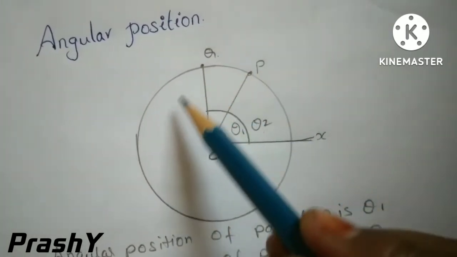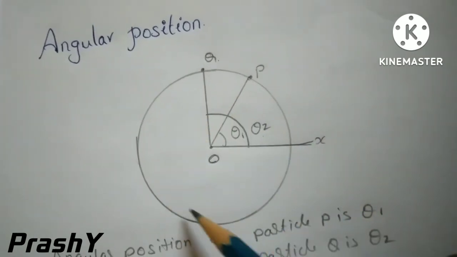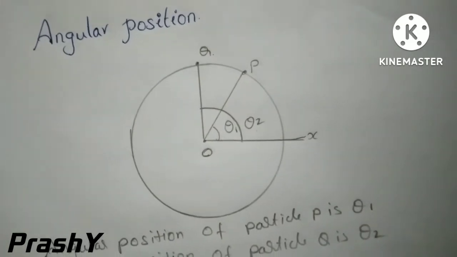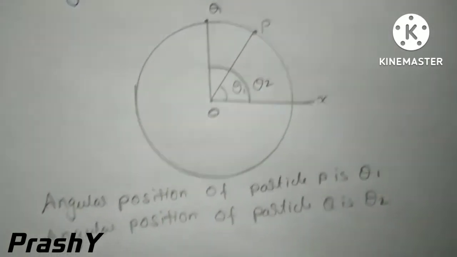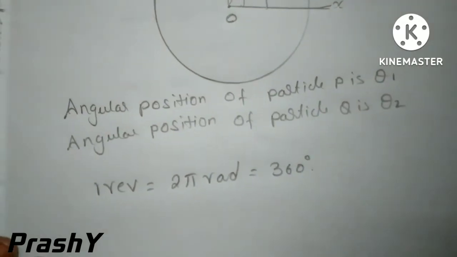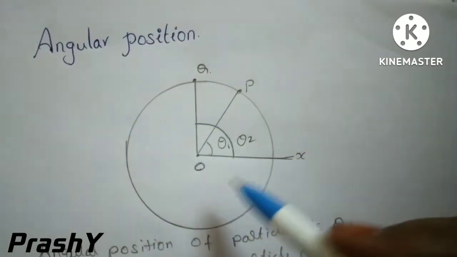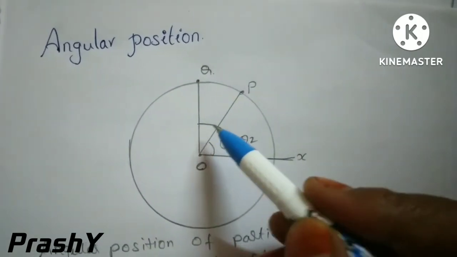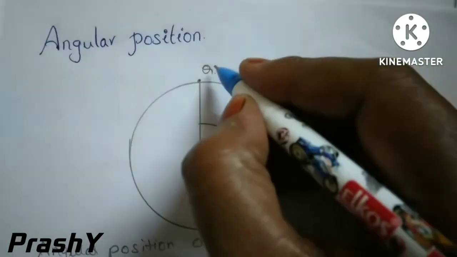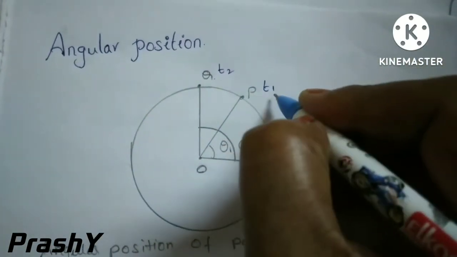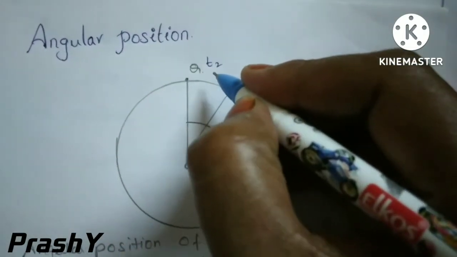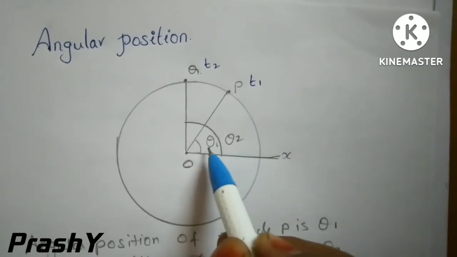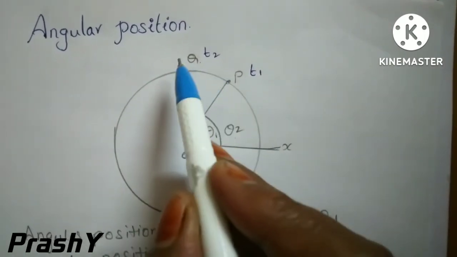During one complete revolution, the particle makes an angular displacement of 2 pi radians. So one revolution is equal to 2 pi radians, that is equal to 360 degrees. What will be the angular velocity of this particle? If the angular position of the particle is changing from theta 1 to theta 2 from time t1 to t2, let us consider that at point P time is t1, at point Q time is t2. So delta theta is equal to theta 2 minus theta 1. This is the angular displacement, and the change in time will be t2 minus t1.